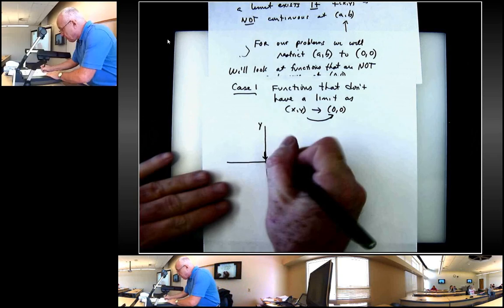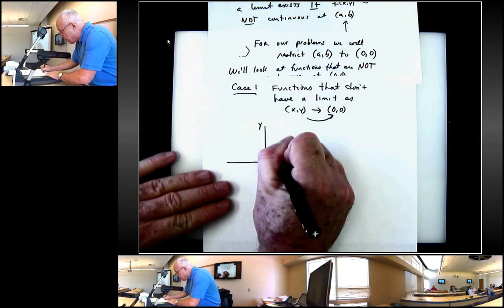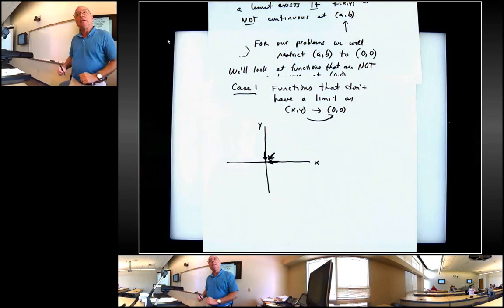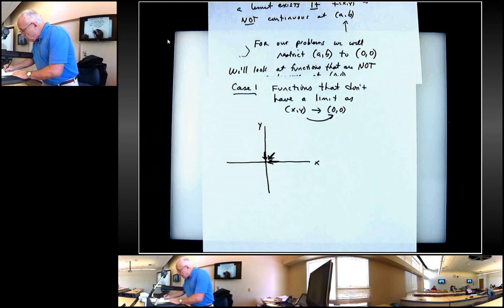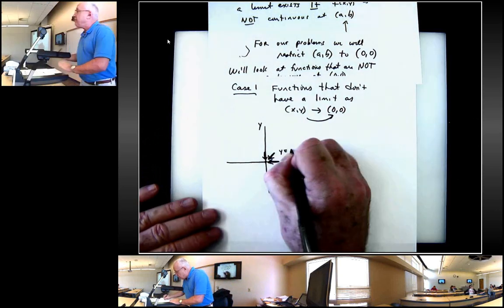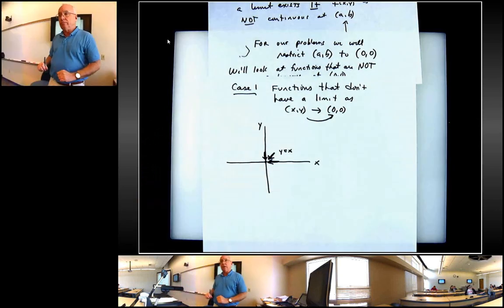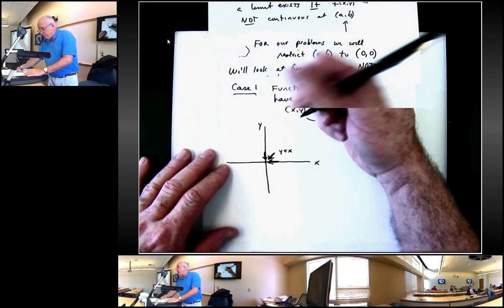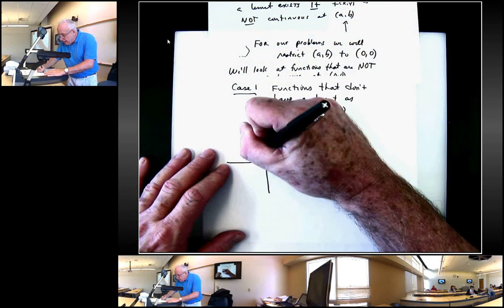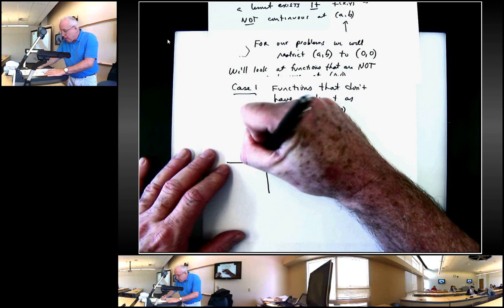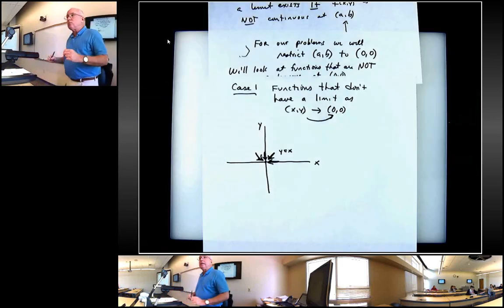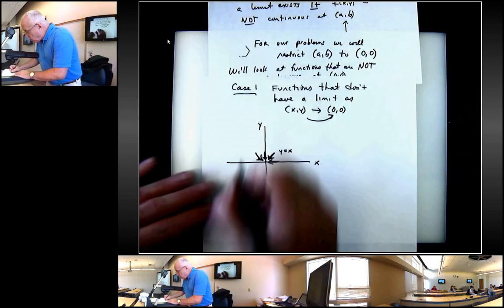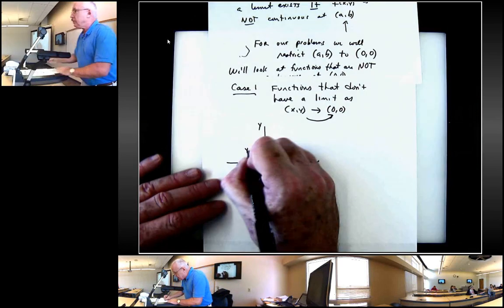There's an infinite number of ways. Another way it could travel is diagonally along the line where the y value equals the x value. Or it could even travel along a parabola, for instance, like this, along the curve such that y is equal to x squared.